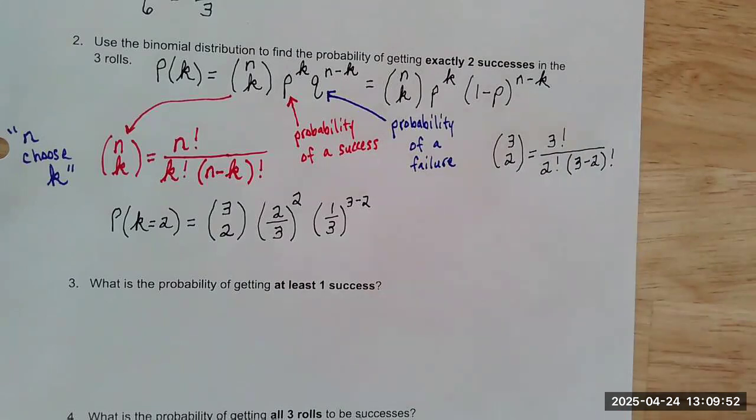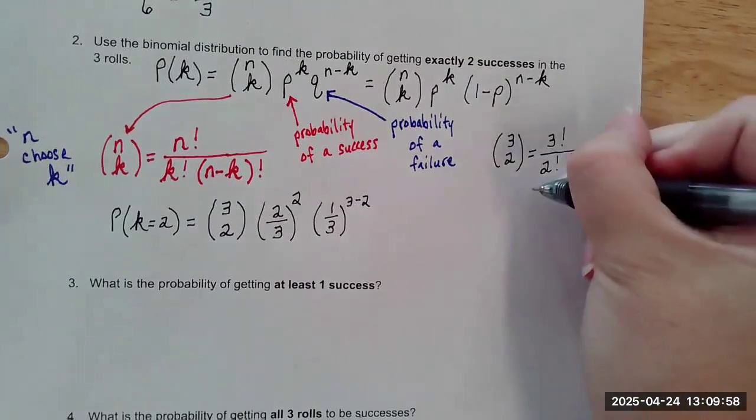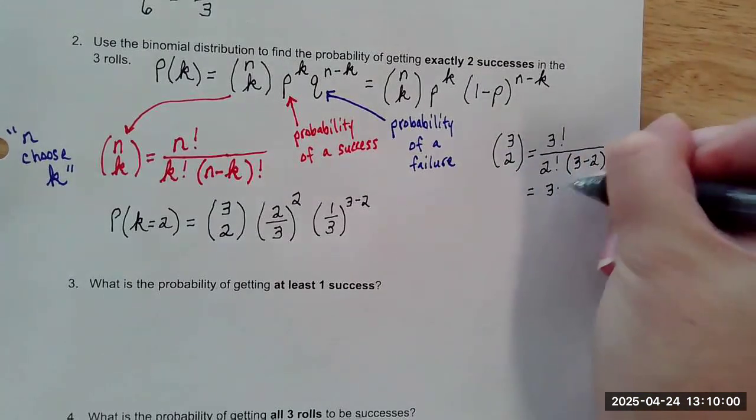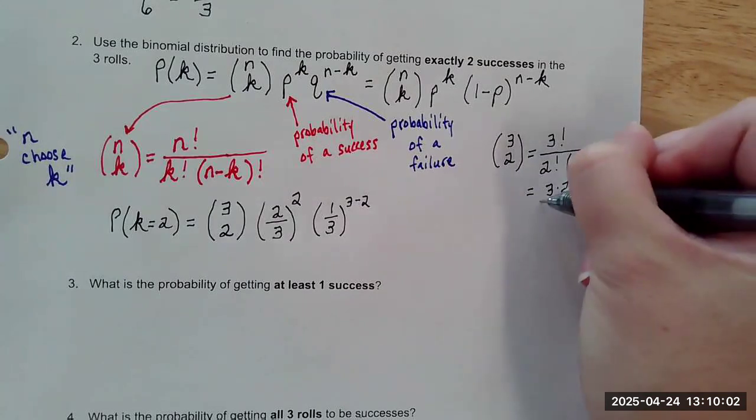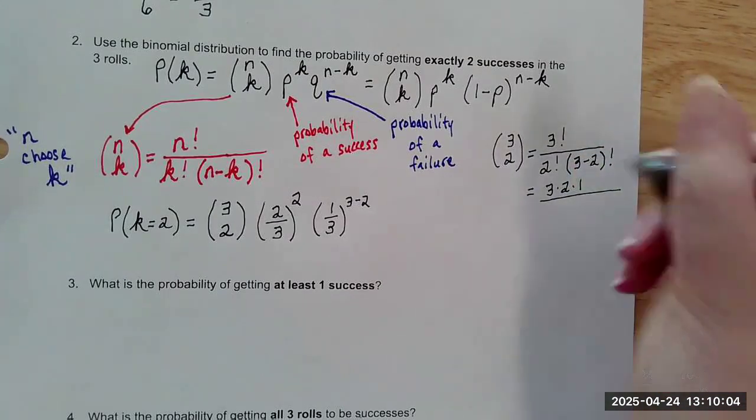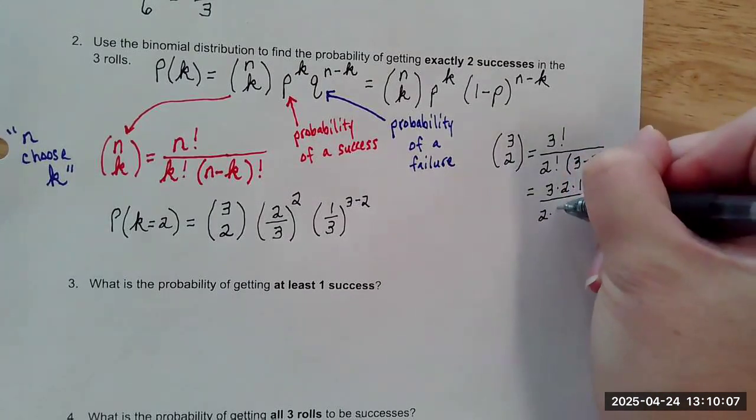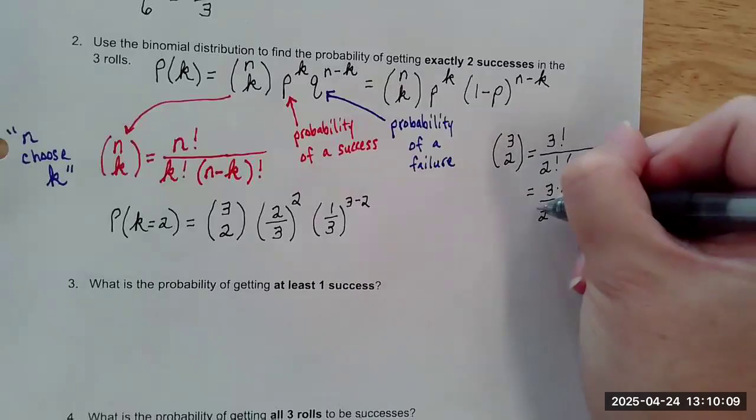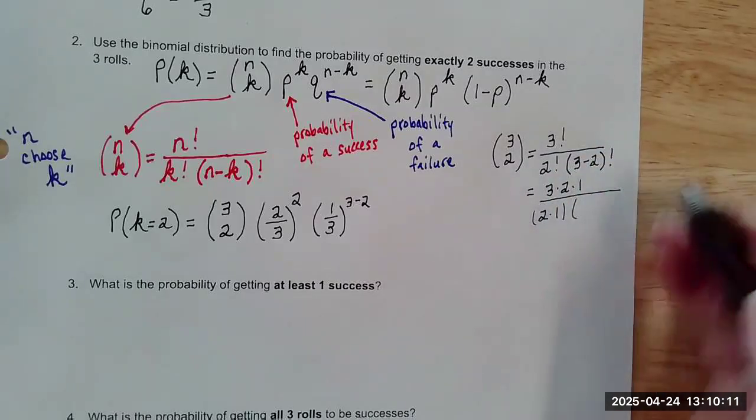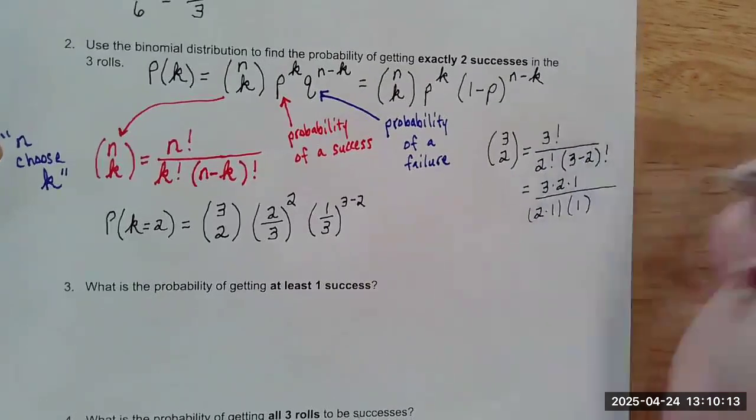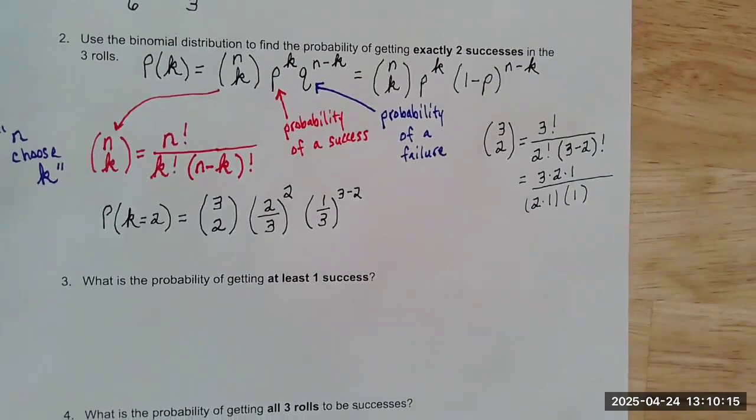So last class I said factorial means whatever that number is times all the numbers smaller than it. So 3 factorial is 3 times 2 times 1. 2 factorial is 2 times 1. And then in parentheses, we've got 3 minus 2. That's just 1 factorial, but that's just 1. 1 factorial is always 1. So we have 3 times 2 times 1 in the top. We have 2 times 1 times 1 in the bottom.